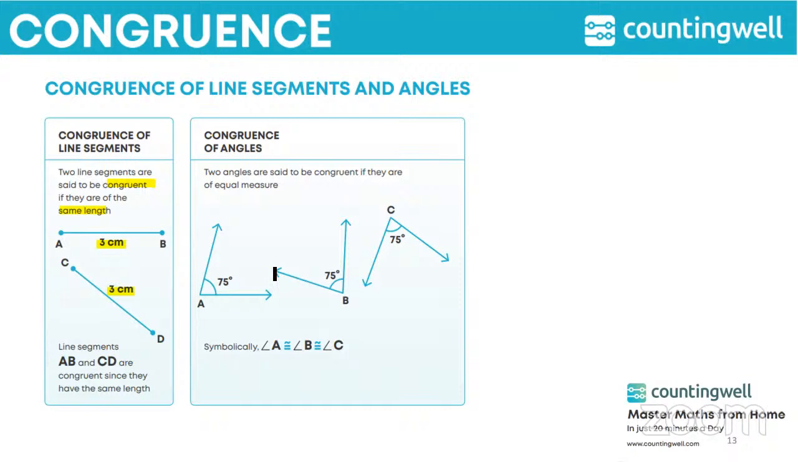Let us see what are congruent angles. Two angles are said to be congruent if they have the same measure. So you can see angle A, angle B and angle C measure 75 degrees each. So symbolically, we can write angle A is congruent to angle B is congruent to angle C.